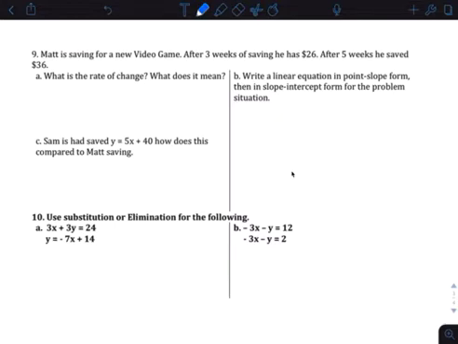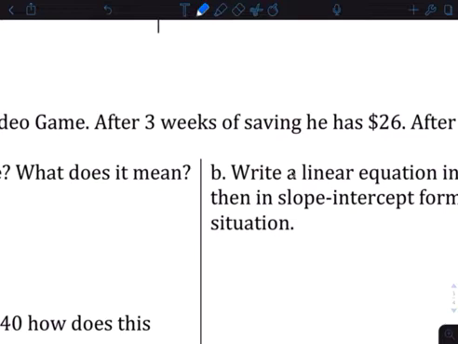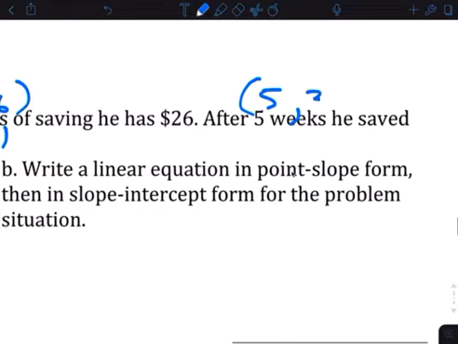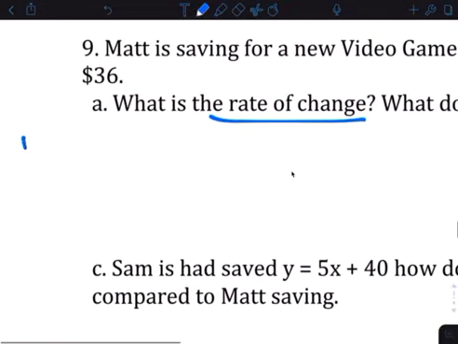Okay, Matt is saving for a new video game. After 3 weeks, he saved $26. So that's X sub 1, Y sub 1. After 5 weeks, he saved $36. X sub 2, Y sub 2. What is the rate of change? Rate of change is the same thing as slope.